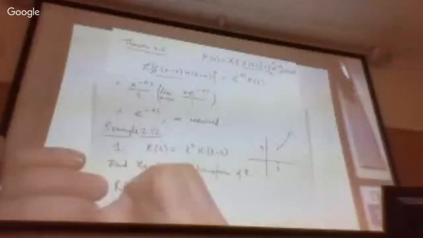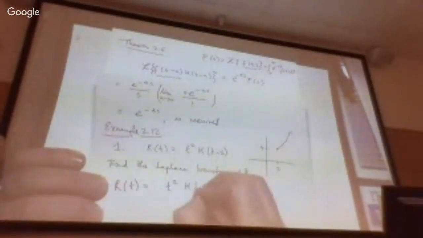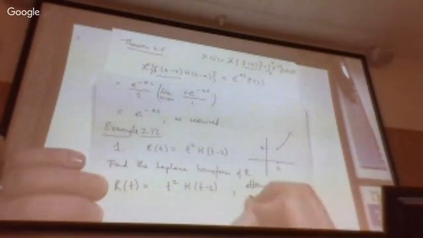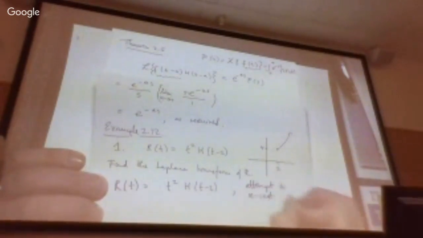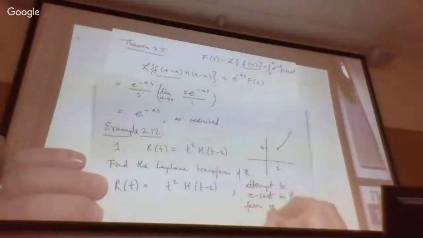So r of t, which is t squared times h of t minus 2. So what we're going to do here is attempt to recast this in the form ready for theorem 2.5.